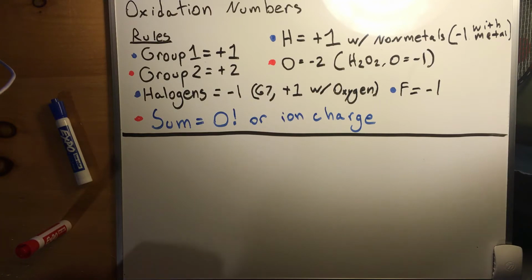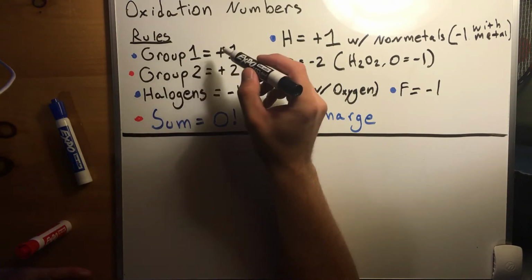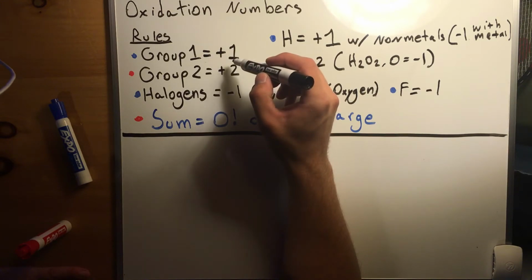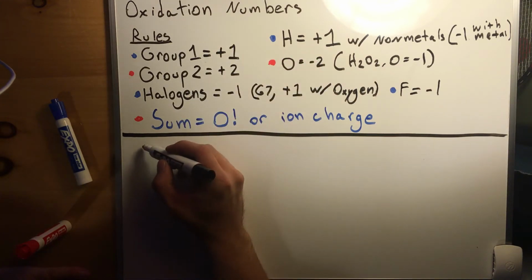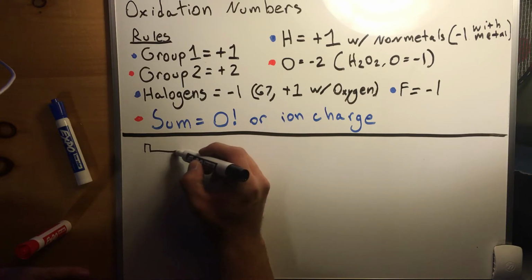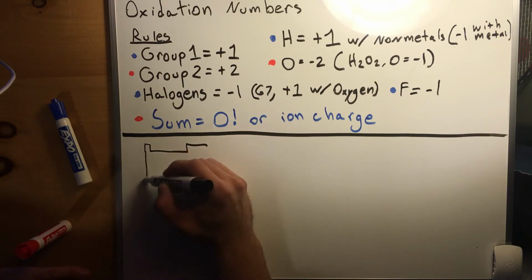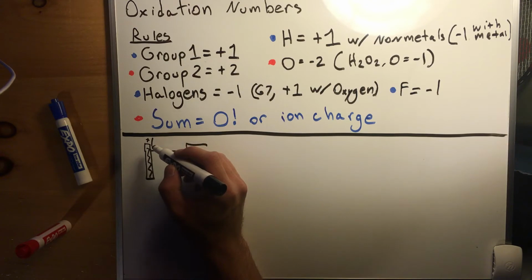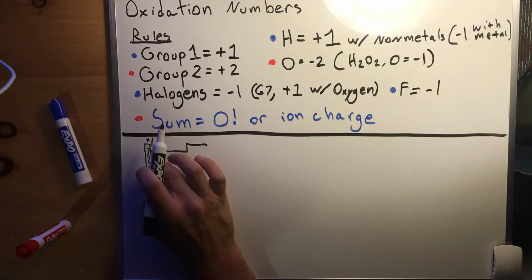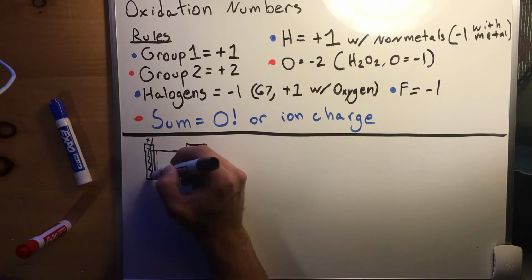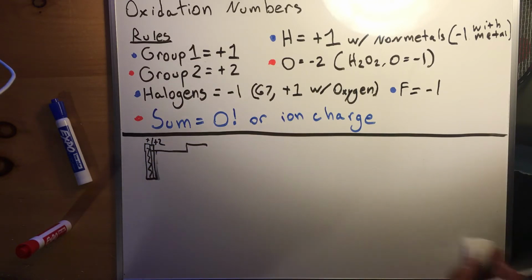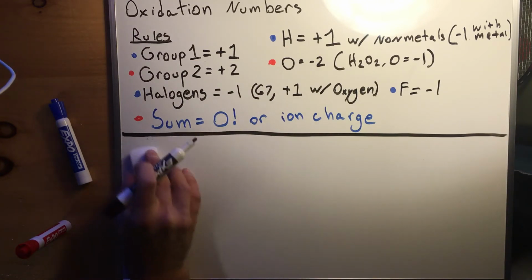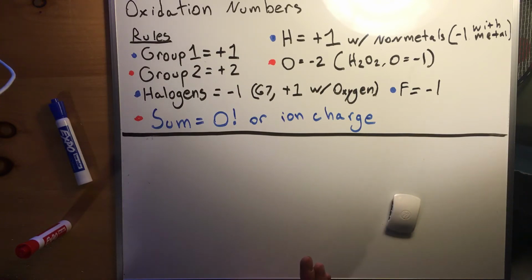So, just to go over them, group 1, always going to be +1. So that is on our periodic table, right? Group 1 is the first column. Always +1. Group 2, this one, this one, always going to be +2. So the farthest left column, always +1. The next column over, always +2.